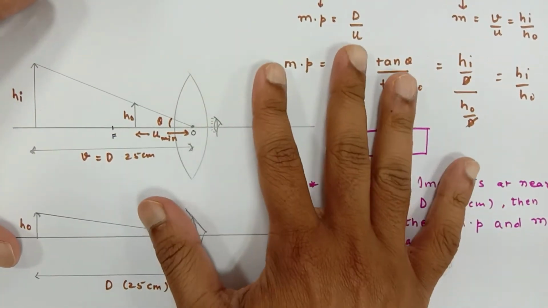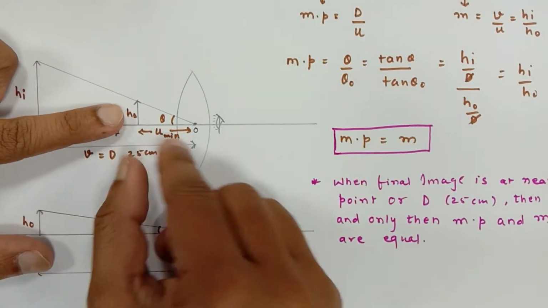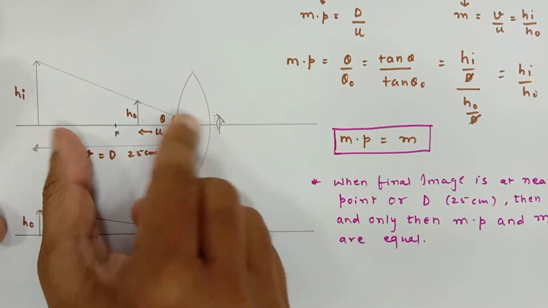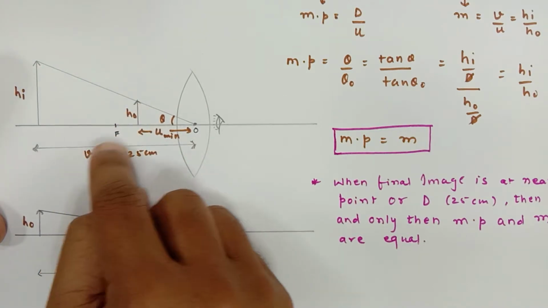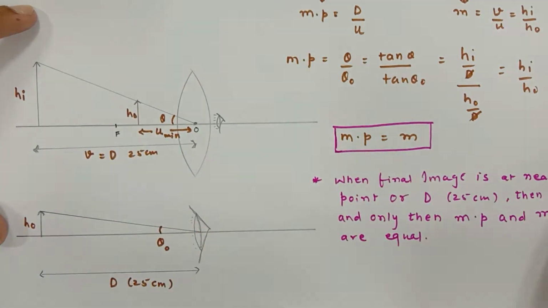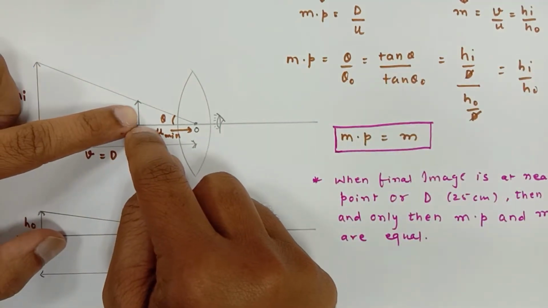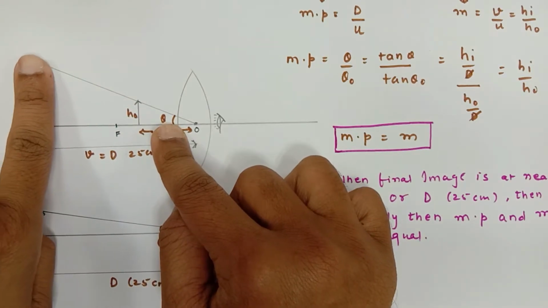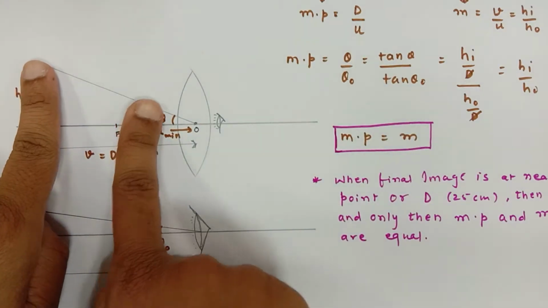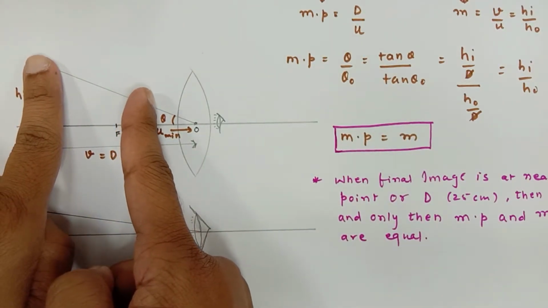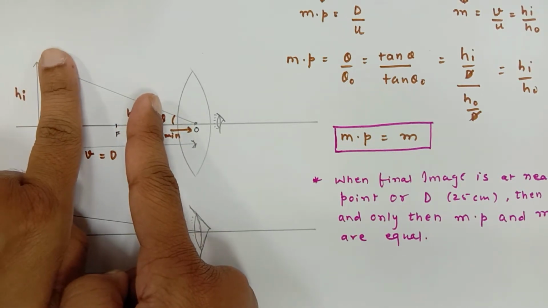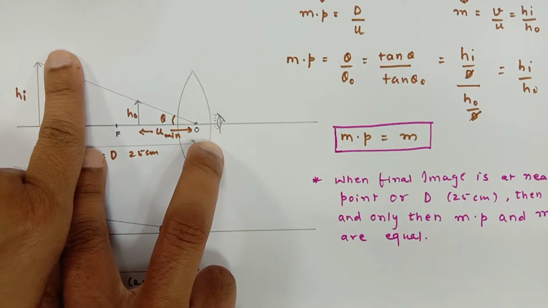So here, this object is kept at say distance u and we get an image at v. So hi upon ho is definitely v by u. With similar triangles you can prove that. But we do understand that if the object is brought closer, the image will also come closer to the lens or the eye. But you have to be very careful that if you bring this object to a particular distance called u minimum, the image will shift and it will come at a distance of 25 centimeters.